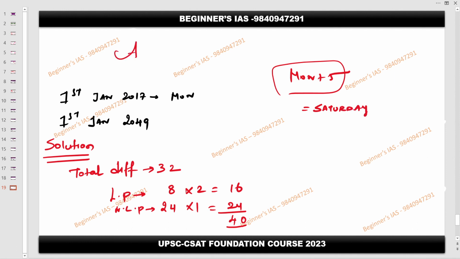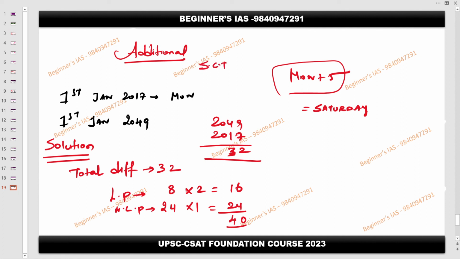Sir, I have a doubt. Why should it be 32? Why should the difference not be 31? 2049 minus 2017. Understood? So, the difference should be 31, right? No. You are doing the shortcut method. This is the shortcut method. While doing the shortcut method, you have to consider this only. Okay? Fine.